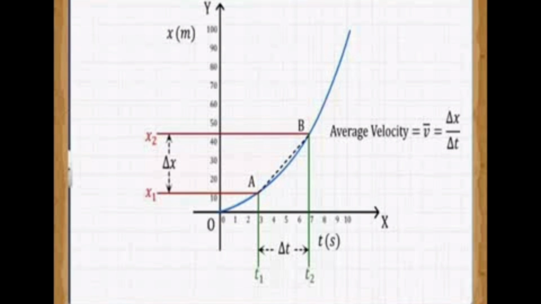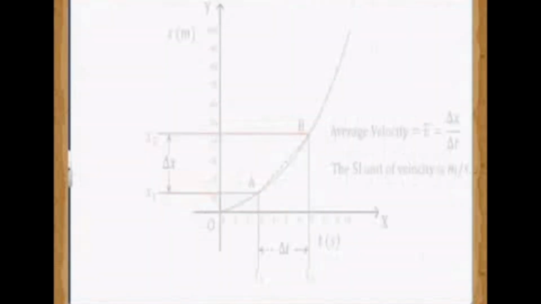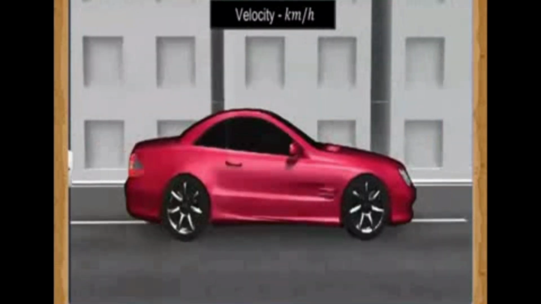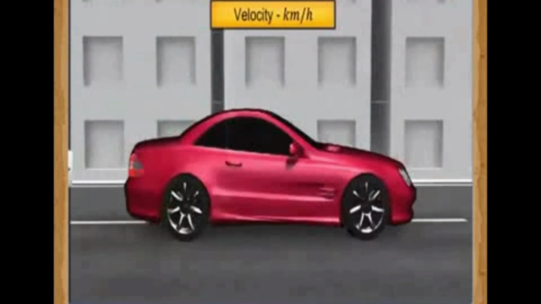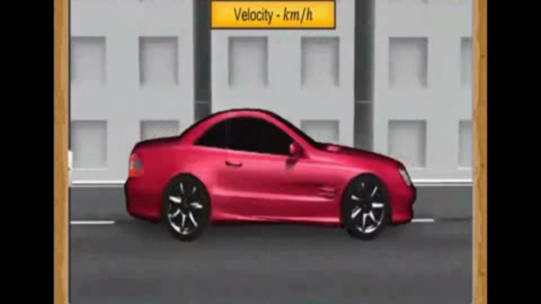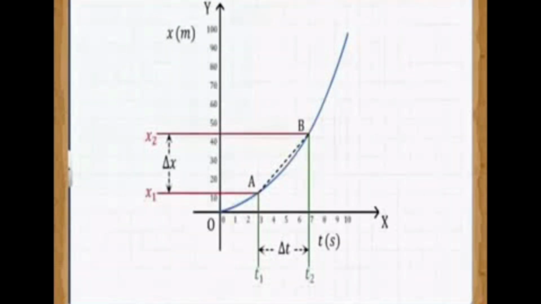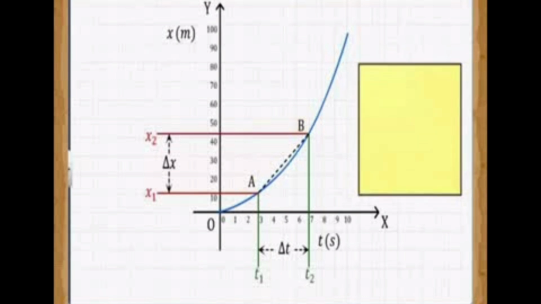Velocity v. Average velocity is indicated with a bar over the v, that is, average velocity equals delta x by delta t. The SI unit of velocity is meter per second. Meter is the unit of length and s is the time period in seconds. We can also indicate velocity in kilometer per hour. So you can take the difference in the distance and the time period. So we can calculate the average velocity and average speed by using the points A and B.